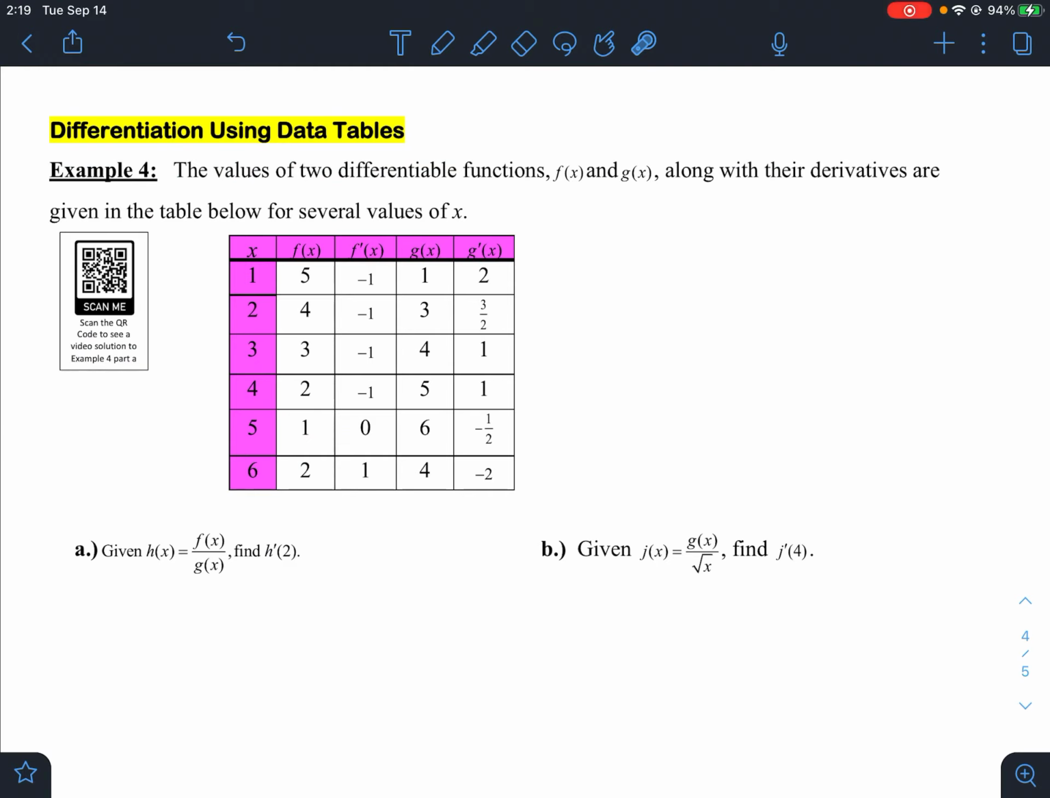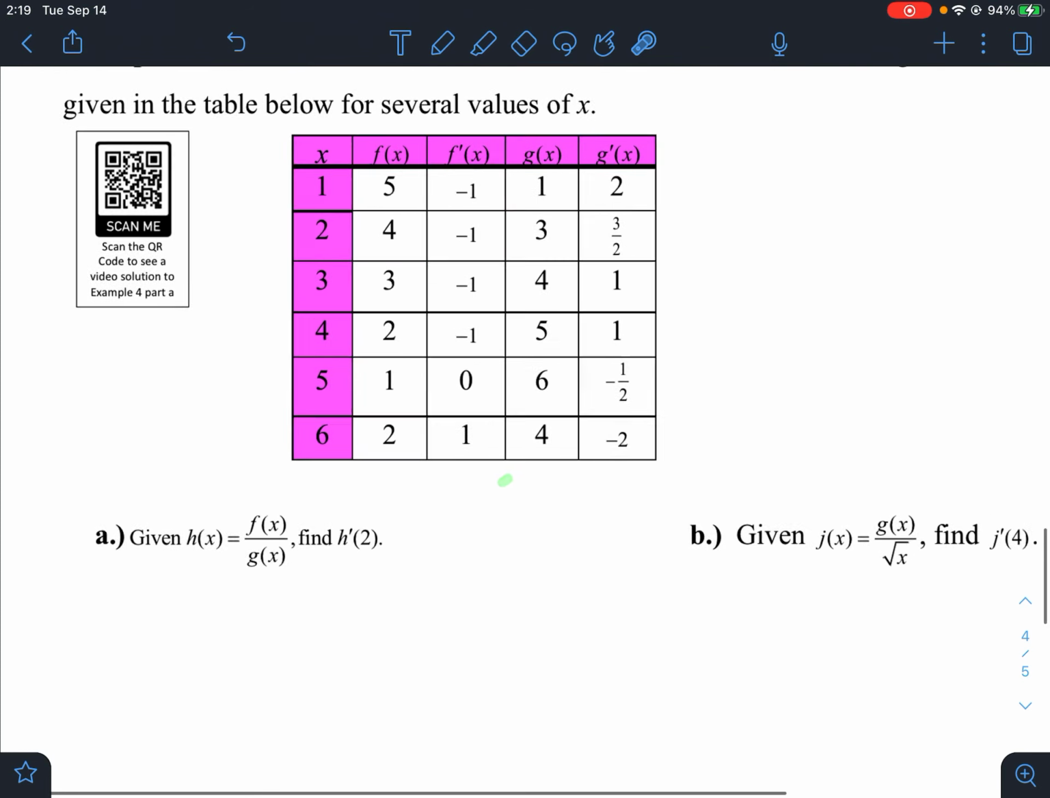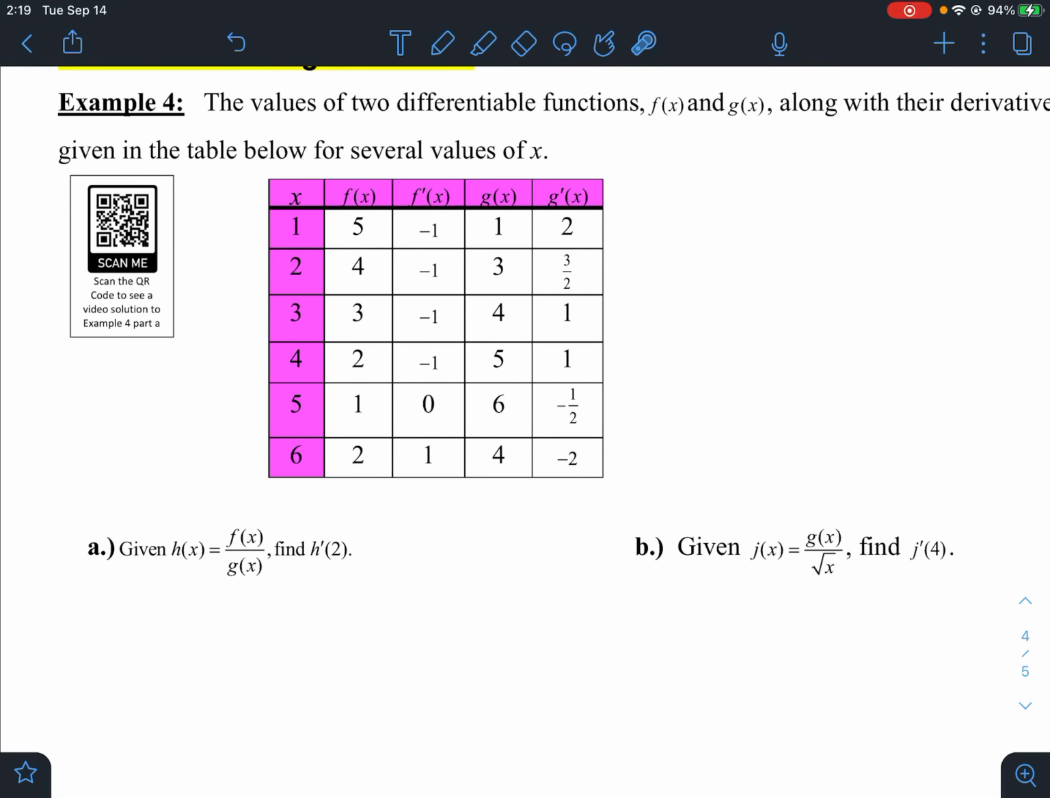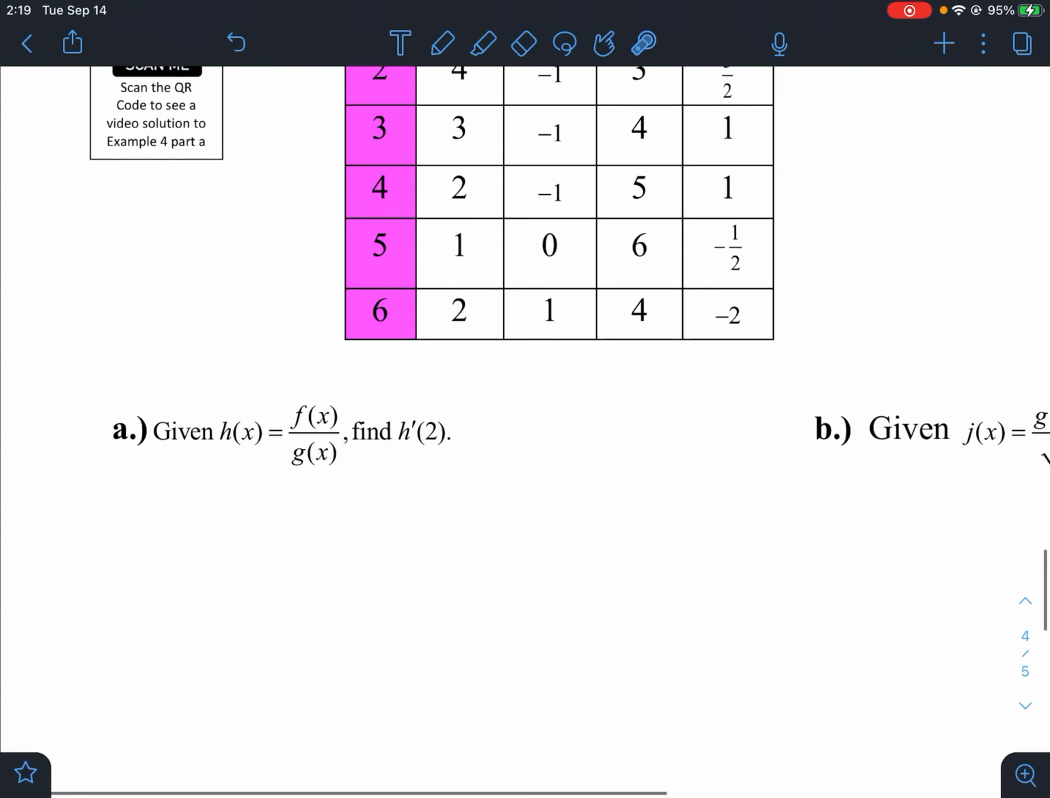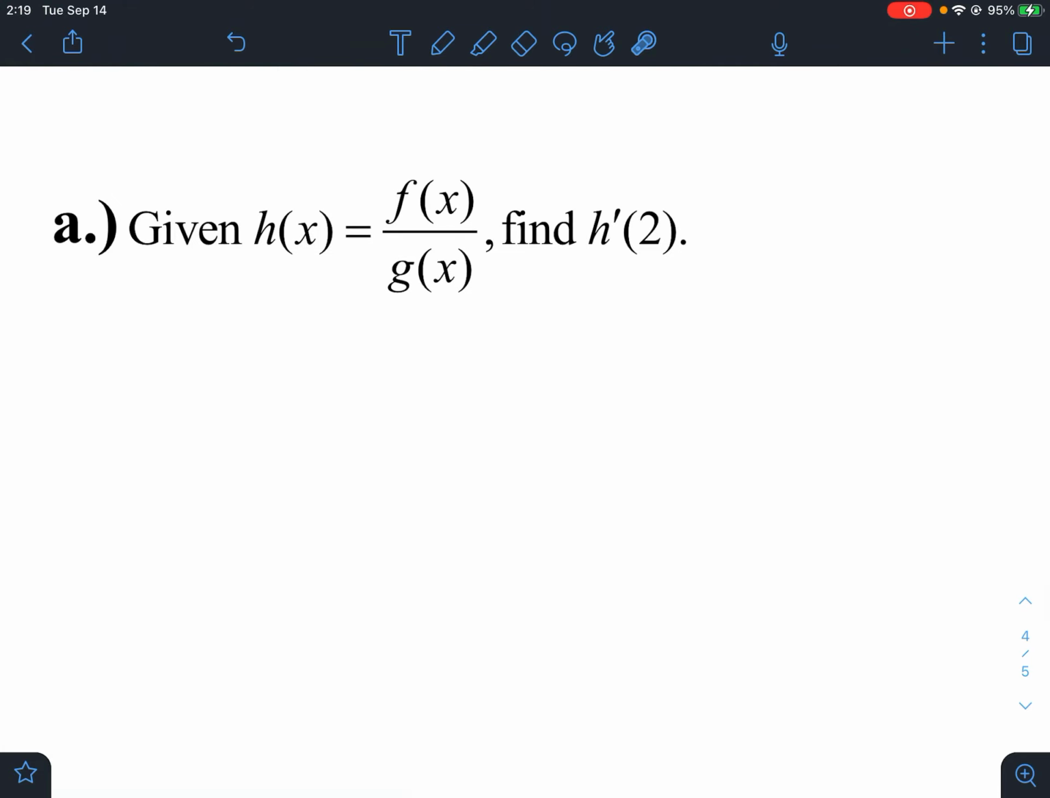Oftentimes in the AP tests, you'll have tables, such as this table of values here, and you'll be asked to do some type of differentiation with that. So here we have two differentiable functions, f and g, along with their derivatives, and then several values along the way. So the first question says, given h is equal to f over g, find h prime of 2. Don't even worry about h prime of 2 right now. We can't do h prime of 2 until we know what h prime of x is. So that's our first goal.